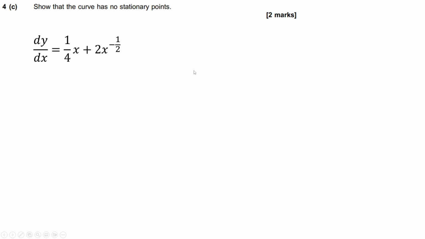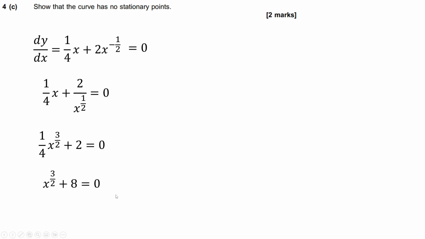Show that the curve has no stationary points. If it does have a stationary point, then that means dy by dx would equal 0. I'm just going to write this as 2 over x to the power of a half, or 2 over square root x. I'm going to multiply by x to the power of a half on both sides. X times by x to the half is x to the power of 1 times by x to the power of half. You add the powers, so 1 plus 0.5 is 1.5, so 3 over 2. So you've got a quarter x to the power of 3 over 2 plus 2 equals 0. I've multiplied by 4 on both sides.